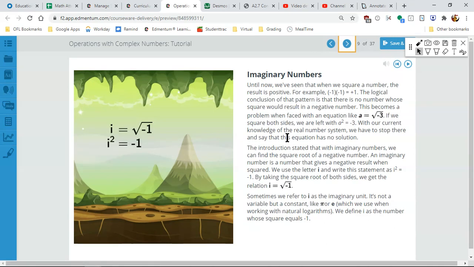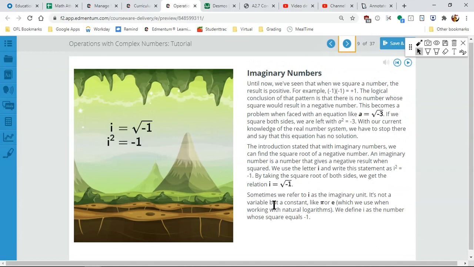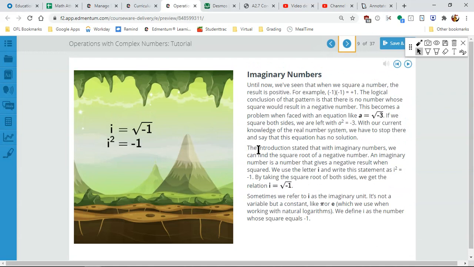What's real? Anything that's not imaginary. Until now, we've seen that whenever we square a number, we get a positive one. The logical conclusion of that pattern is that there is no number whose square will result in a negative number. So how do we deal with that?